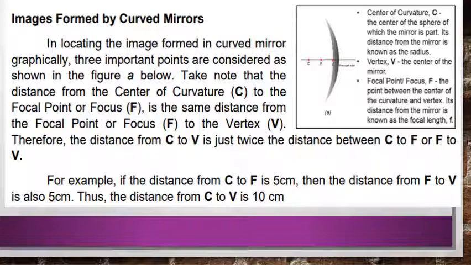Center of curvature, C. The center of the sphere of which the mirror is part; its distance from the mirror is known as the radius. Vertex, the center of the mirror. Focal point or focus. The point between the center of curvature and vertex; its distance from the mirror is known as the focal length.